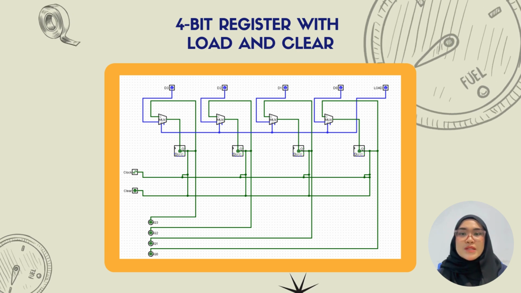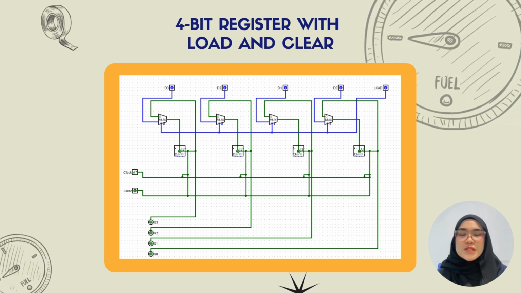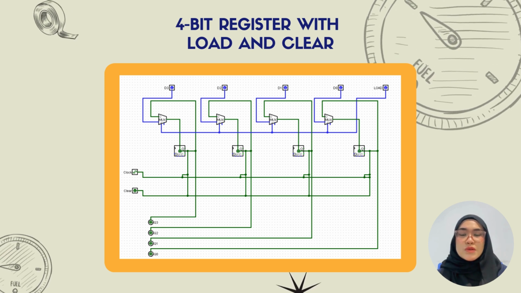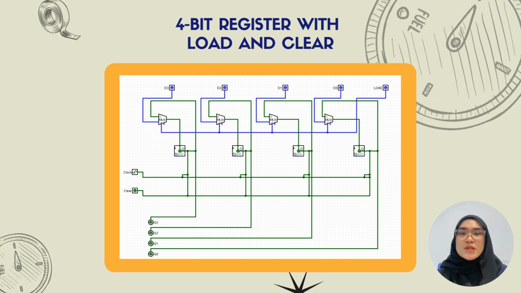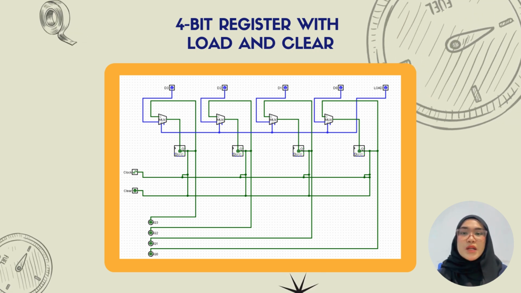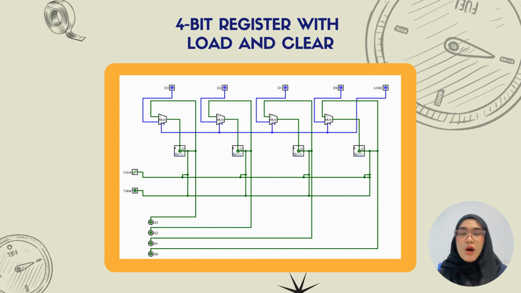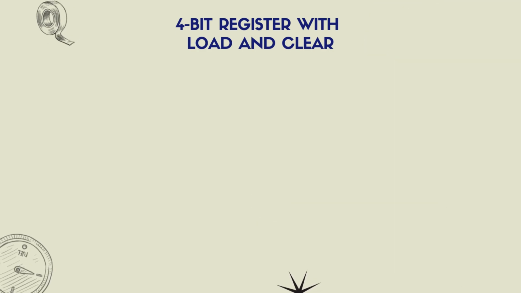The clear signal resets all flip-flops to 0, forcing the output to be 0000 regardless of the input. Together, this design allows the register to store data, update it synchronously with the clock, or reset it when needed.